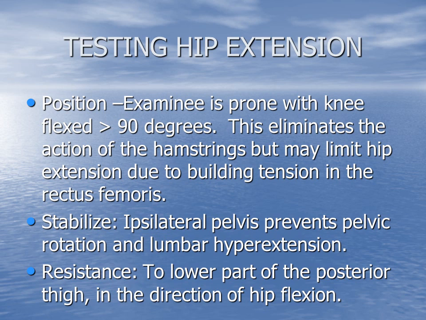Okay, so once we have our position established, we're going to stabilize the ipsilateral pelvis to prevent pelvic rotation and also to prevent lumbar hyperextension, both of which would indicate substitution movements. The resistance is going to be applied to the lower part of the posterior thigh, just above the knee, in the direction of hip flexion, the purpose of which is to drive the thigh back down toward the table.